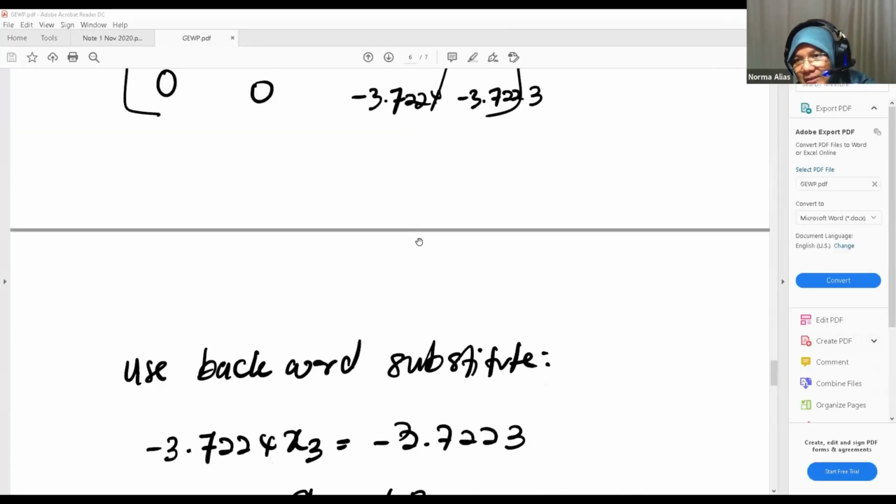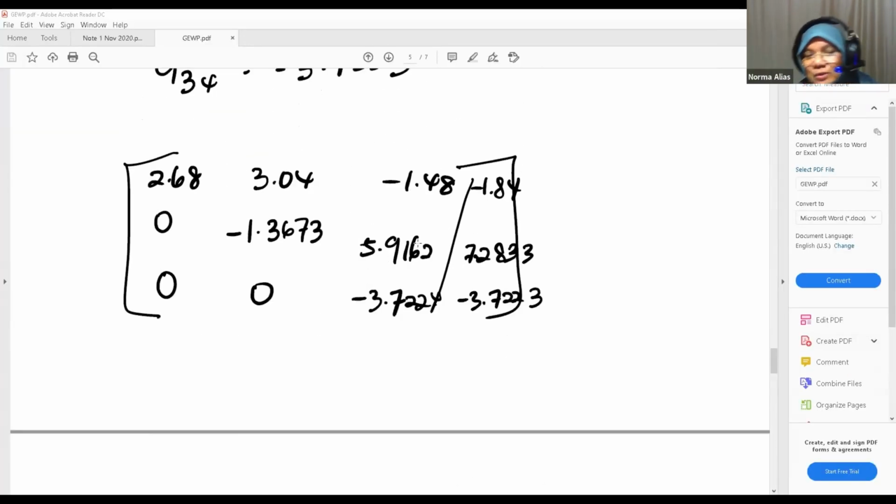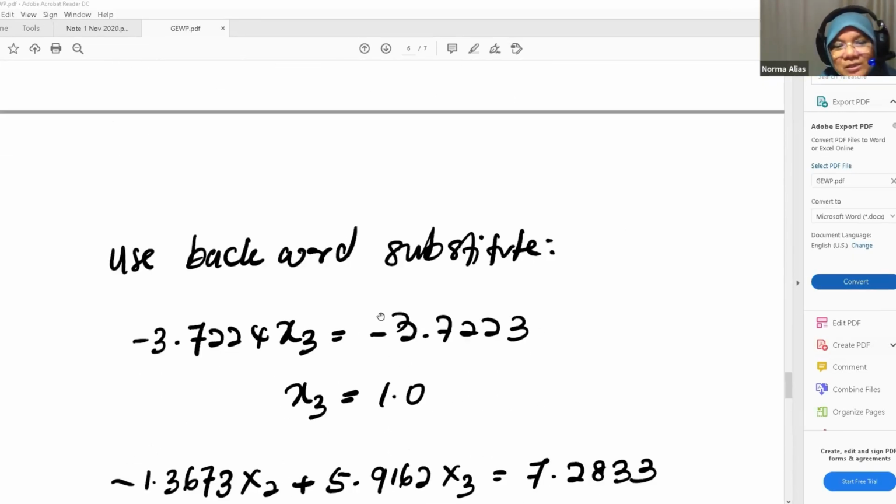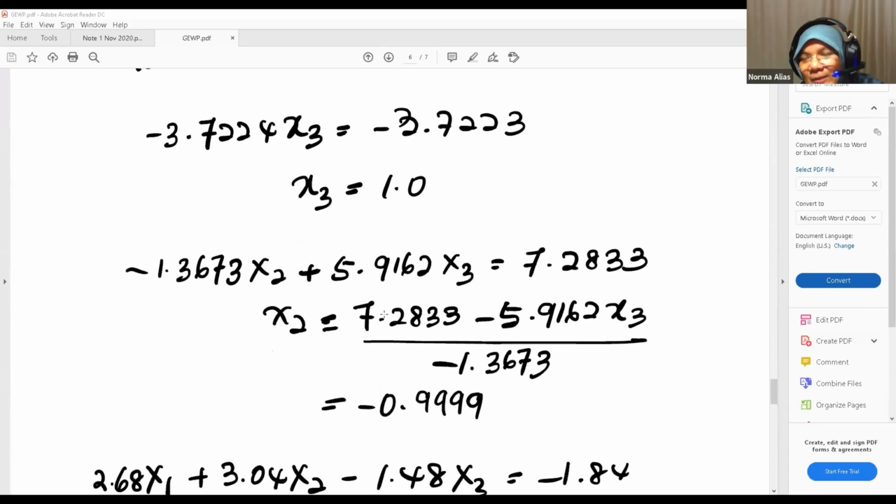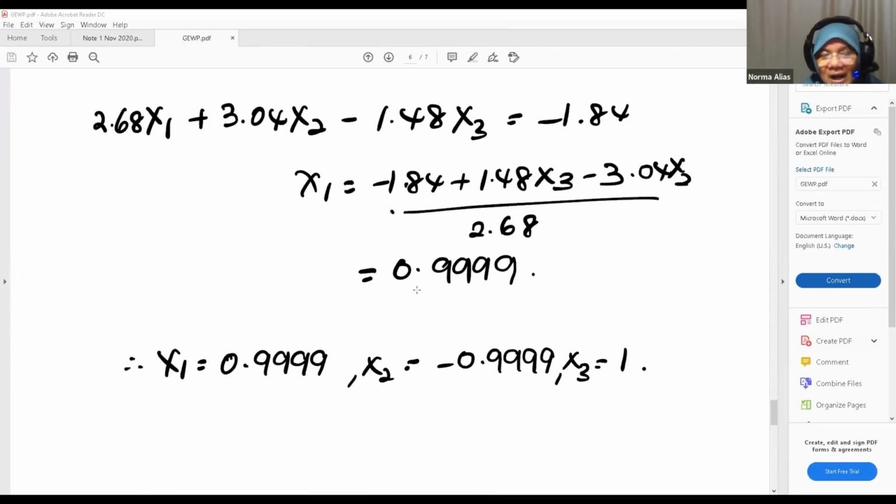All right, so use calculator now. What is the value? You press your calculator. So now this is the answer. This one is just right. This is Gauss elimination with partial pivoting.